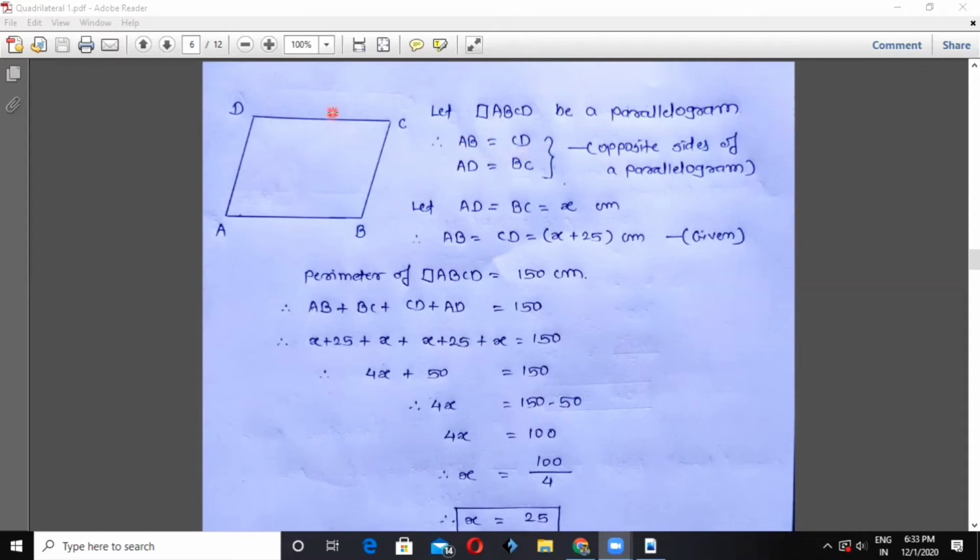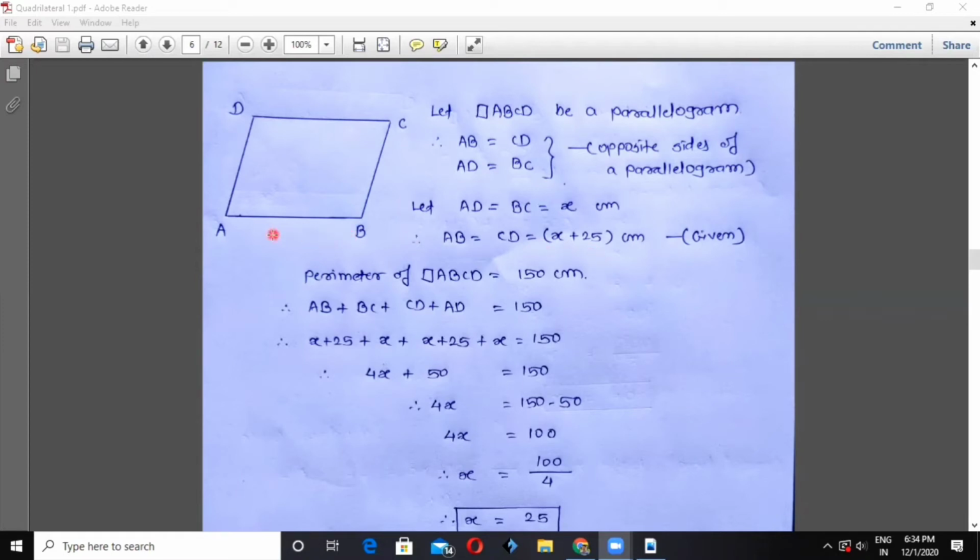are opposite sides of a parallelogram, they must be congruent, and AD and BC, these are also opposite sides of a parallelogram, so they must be congruent. So the reason is opposite sides of a parallelogram. Now let us consider AD is equal to BC is equal to x centimeter, and as it is given in the question that for a parallelogram, one side is greater than the other side by 25 centimeter.